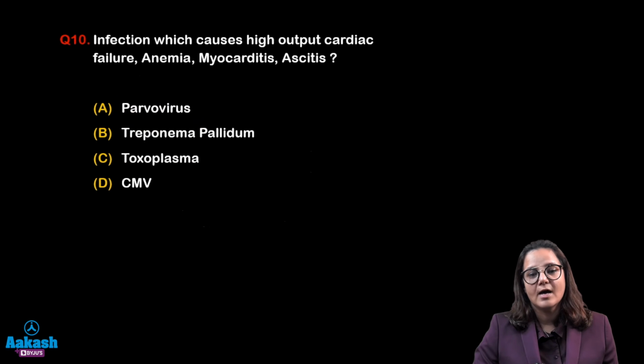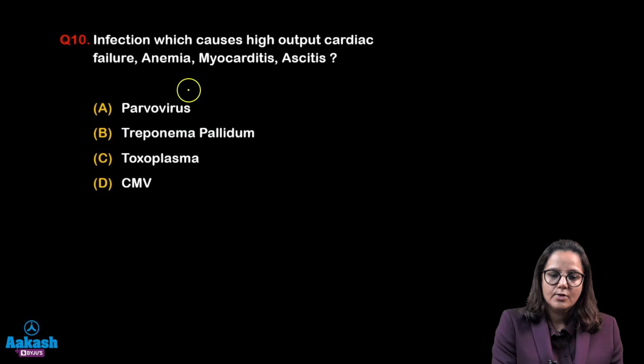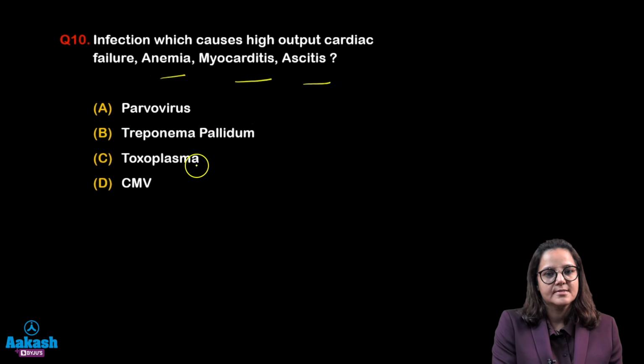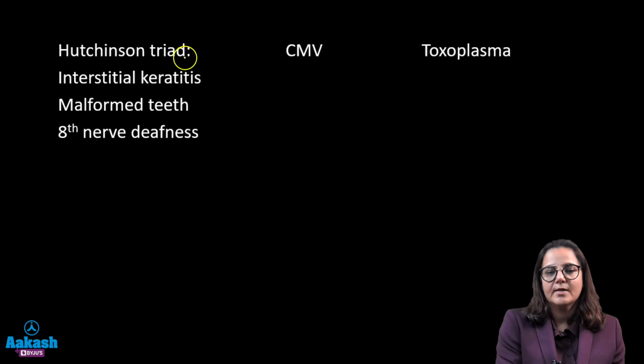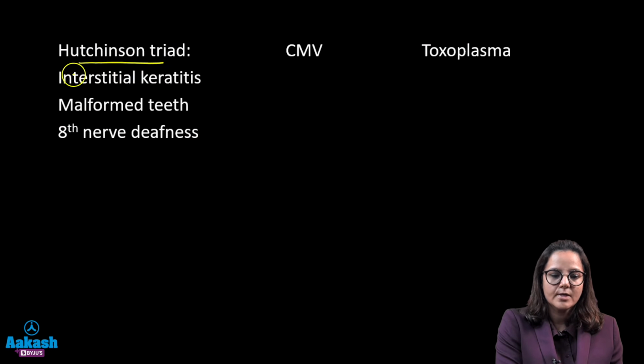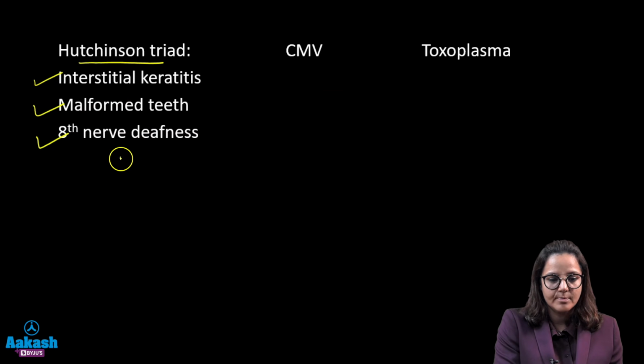Infection which causes high output cardiac failure. It causes anemia, myocarditis and ascites in the baby. What is the most common cause? Okay, now let's go through the causes one by one. Treponema pallidum, syphilis. In treponema pallidum, we see a Hutchinson triad. There is interstitial keratitis affecting the eye. It affects the teeth, malformed teeth, also known as Hutchinson teeth, and eighth nerve deafness. This is pathognomonic of syphilis, treponema pallidum.